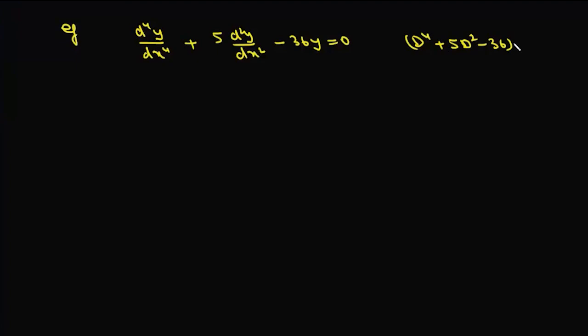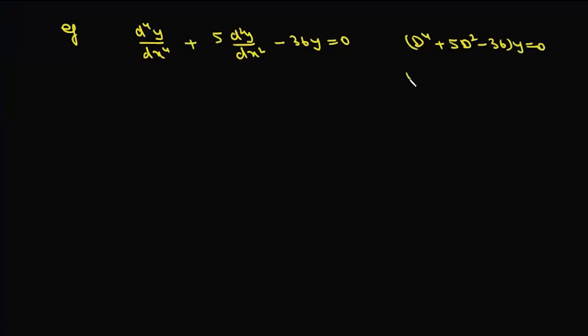Let us take another example. Now the question is d to the power 4 y upon dx to the power 4 plus 5 d2y upon dx square minus 36y, and it is equal to 0. Now if we have to write it in differential operator form, we can write this as d to the power 4 plus 5d square minus 36 y equals 0.